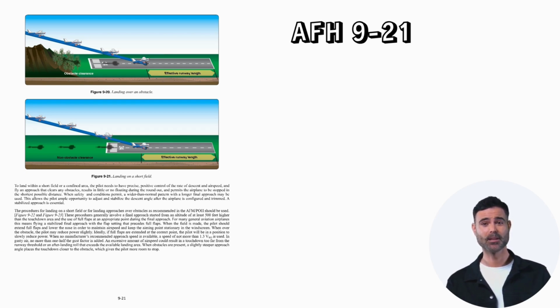In gusty air, no more than 1/2 the gust factor is added. An excessive amount of airspeed could result in a touchdown too far from the runway threshold or an after-landing roll that exceeds the available landing area. When obstacles are present, a slightly steeper approach angle places the touchdown closer to the obstacle, which gives the pilot more room to stop.